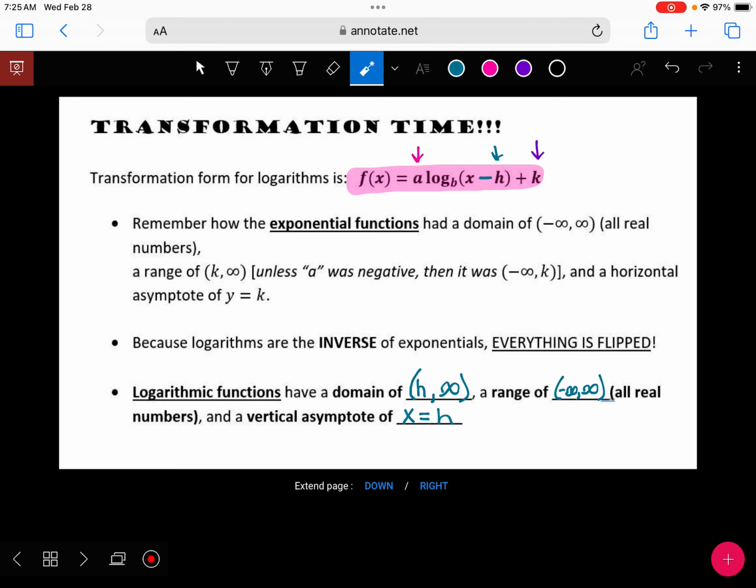We're going to set these up exactly the same way we have done everything else for A, H, and K. They have the exact same jobs. A still tells us if it's a stretch or a compress. H is still our horizontal shift. K is still our vertical shift, like a kite. It goes up and down.